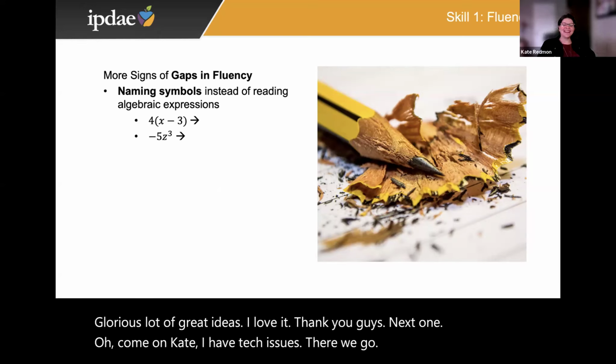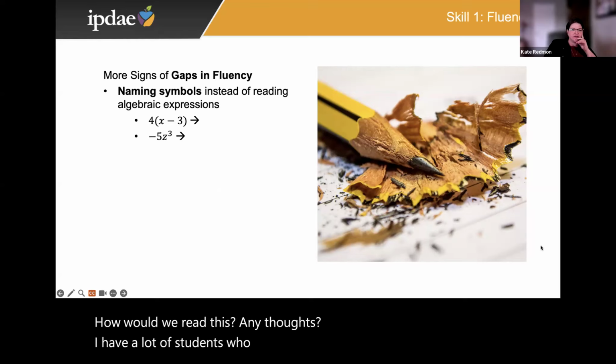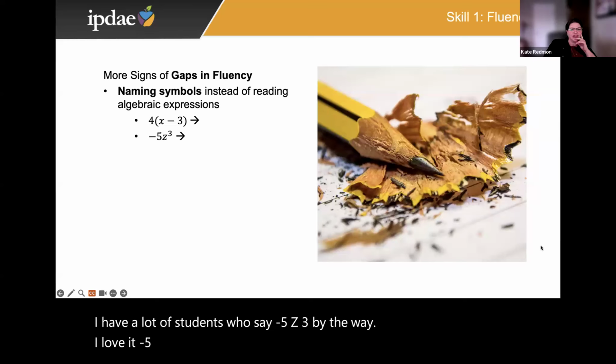How would we read this? Any thoughts? I have a lot of students who say minus 5z3, by the way. I love it. Negative 5 times z cubed. Gorgeous. Nice job, Sterling. I'm going to go on.